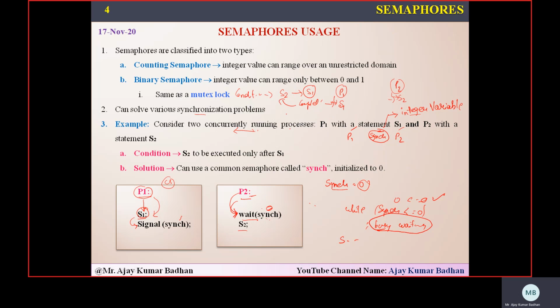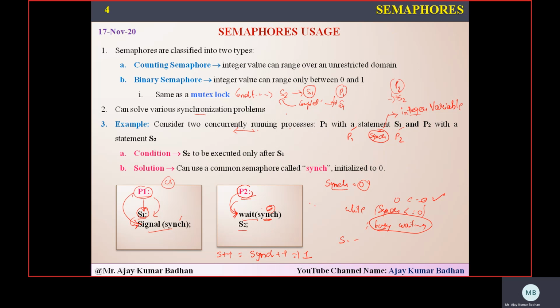Simply he has to wait. Until what time? Calling signal. So P1 is calling signal. You know what the command is in signal? That is S plus plus. Now the S value initially. Here we are using a synchronization variable, so SYNCH plus plus. Initially the value of sync is 0. Now it has become 1.